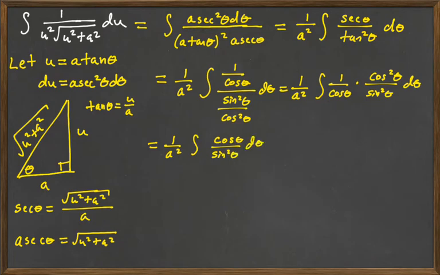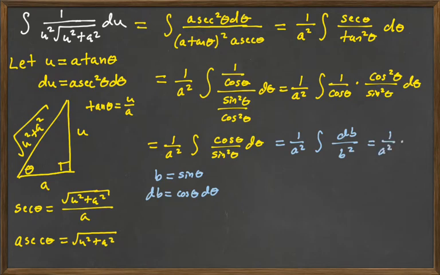And we're going to do a u substitution, but I don't want to use u because we're already using u. I could use an a, but we already have an a, so let's use b. B is equal to the sine of theta. dB is equal to cosine of theta d theta. So this becomes 1 over a squared integral of dB over b squared, which is going to be 1 over a squared times negative 1 over b plus c. So it's going to be negative 1 over a squared sine of theta plus c.